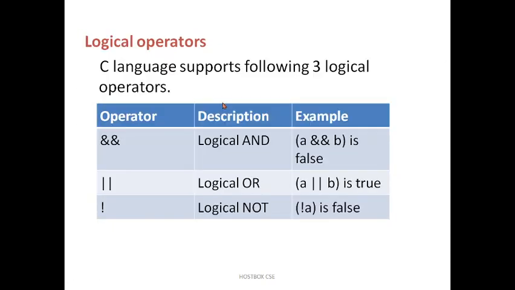Next, logical operators. Generally the C language supports three logical operators: one is logical AND, another is logical OR, and another is logical NOT. How can we use them? For example, you can say A and B is false, A or B is true, and not A is false. The logical operators are used for some particular programs. They are not very important or commonly used in C programs.